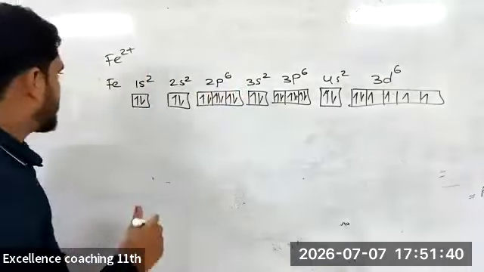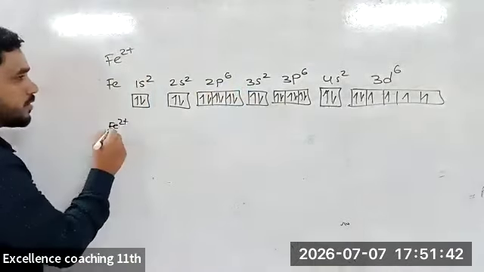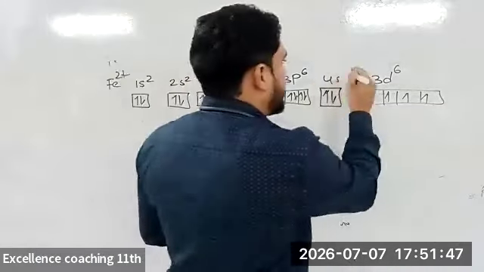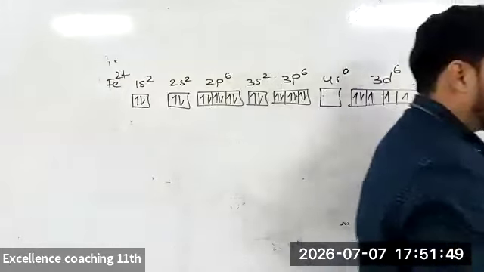Now you have to write for Fe2 plus. Fe2 plus, 4s0, done.